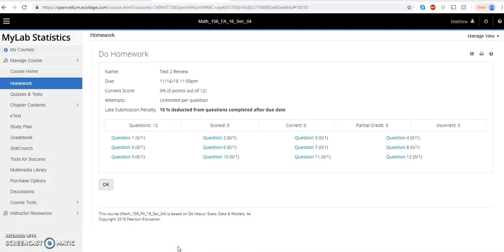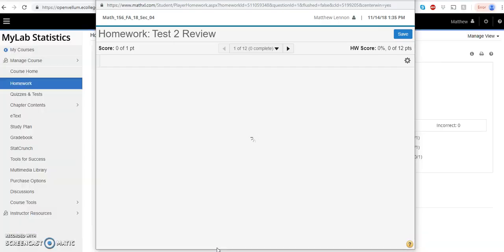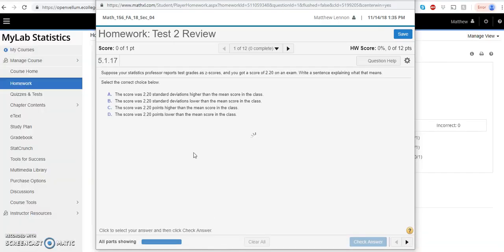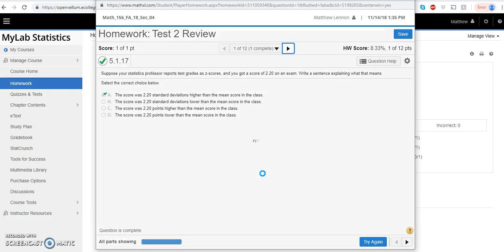So let's have a look. This one says, suppose your professor reports test grades as z-scores and you got a 2.2 on an exam. Write a sentence explaining what it means. Well, it has nothing to do with the mean. As we mentioned, it has to do with the standard deviations, and because it's positive, it's 2.2 above. So this would be A. All right, let's look at the next one.